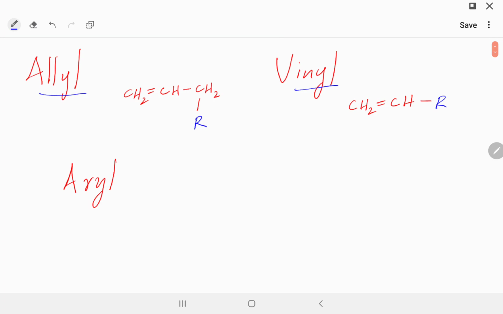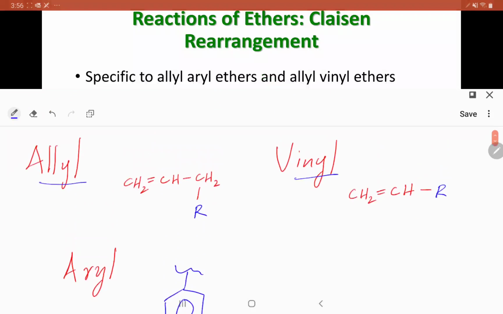And aryl is actually aromatic substituents. Okay, the most common aromatic substituent is benzene. So basically aromatic substituents are known as aryls. So now you know the meaning of the terms allyl, vinyl, and aryl. If you need more details, I would recommend you to go back and revisit the lectures where we learned about these functional groups in more detail.